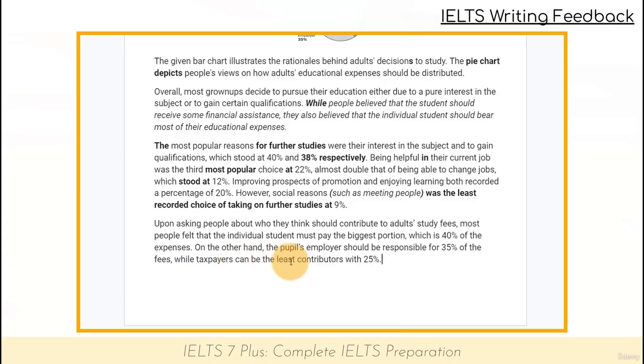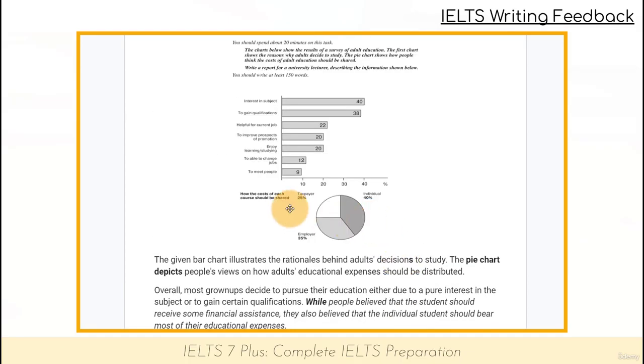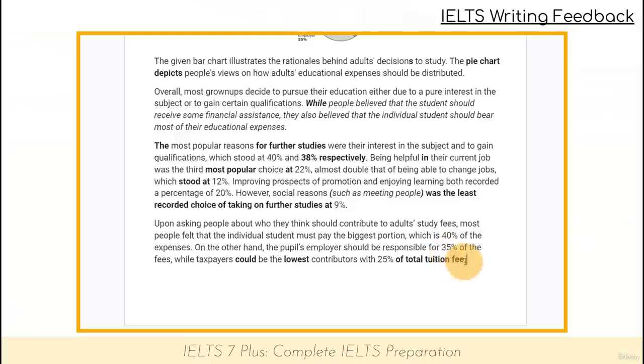While taxpayers could be, let's use the hypothetical, could be the lowest contributors with 25%, I'm making a couple of changes, of total tuition fee. Let me just check. Is it tuition fee? Yeah, cost of course. So we will go with tuition fee.